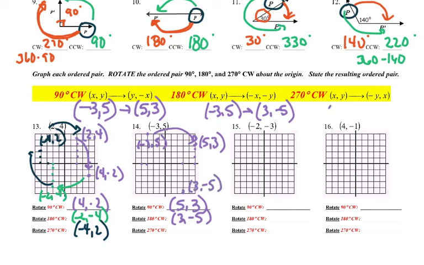And then the last one says take the original ordered pair and make it negative y, x. So negative 5, negative 3. And you'll know you did it right if you get one in every quadrant. So negative 5, negative 3. And again, I have one in every quadrant.